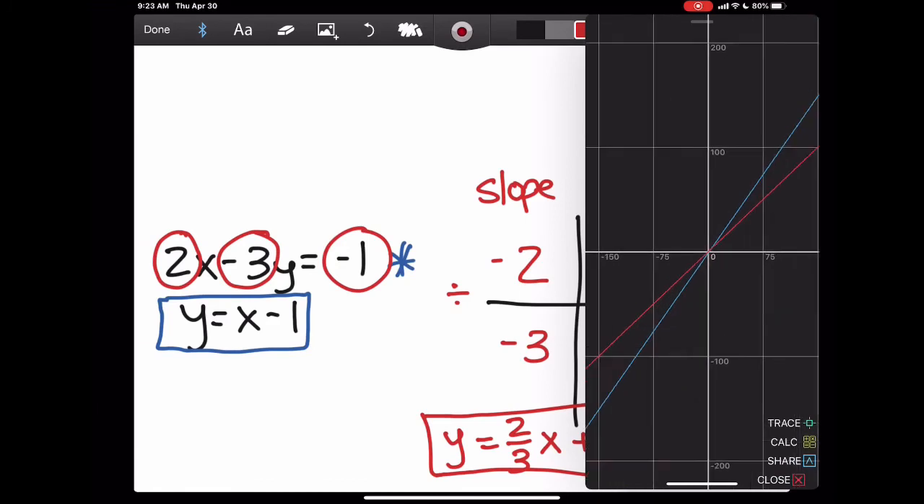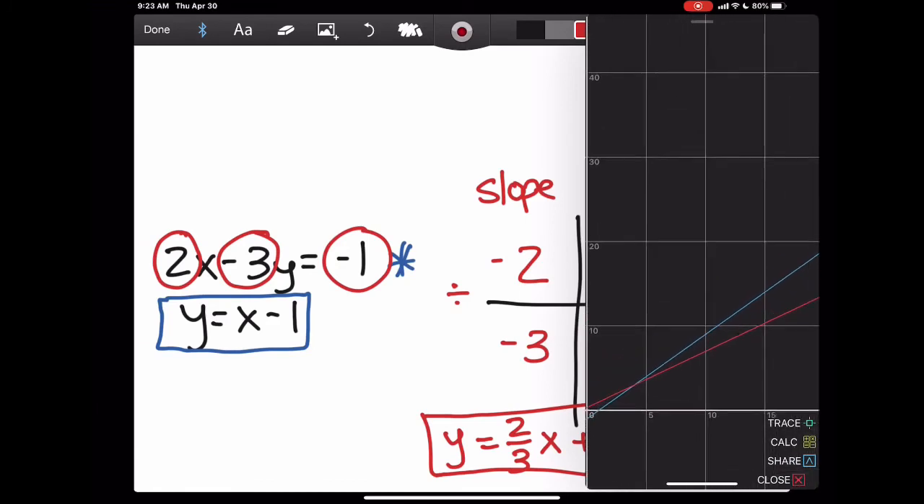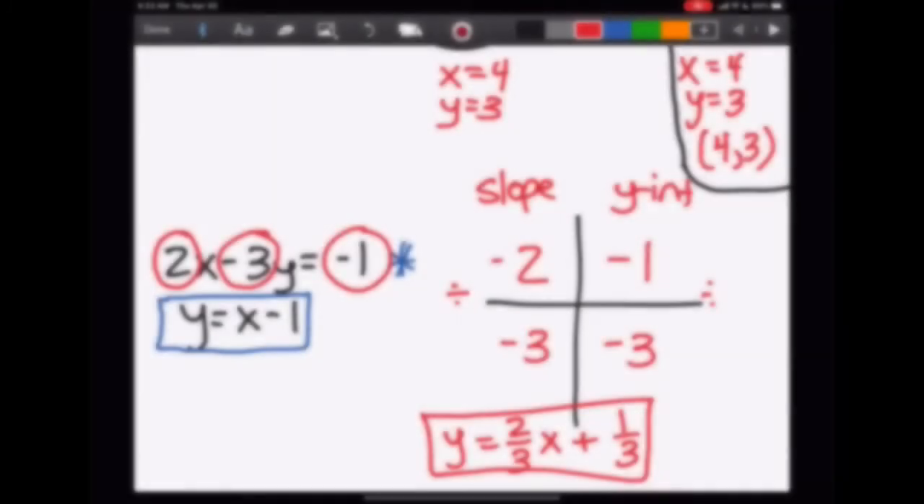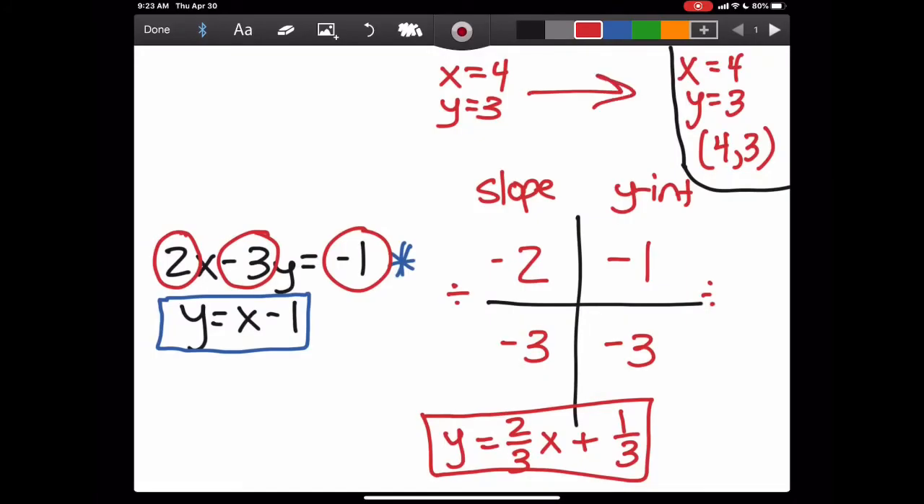Now I can zoom in on this graph so I can see the intersection a little bit better. Once you zoom in, you can hit trace at the bottom, and you want to line those dots up, that blue and that red dot, right on top of each other. You want to line them up as close as you can get them. And I see right here in red at the top, I see an X that says it's 4 and a Y that says it's 3. If I'm not mistaken, that's what we got for our answer.